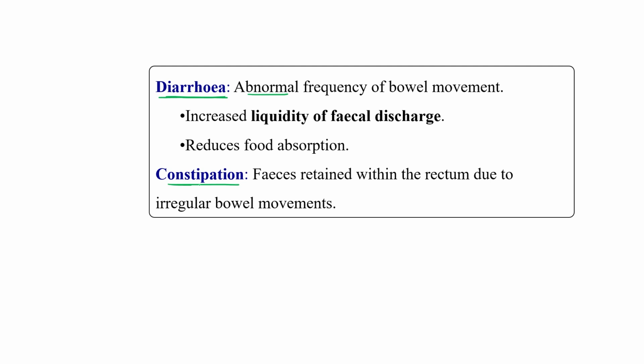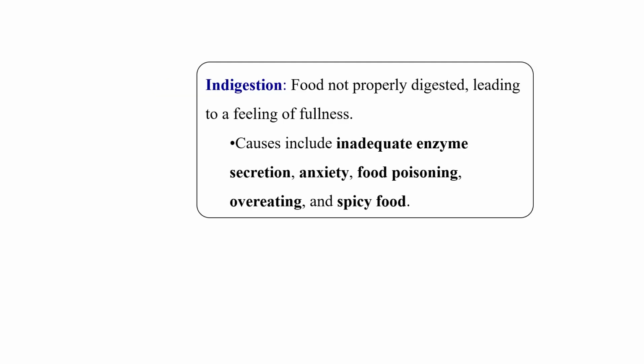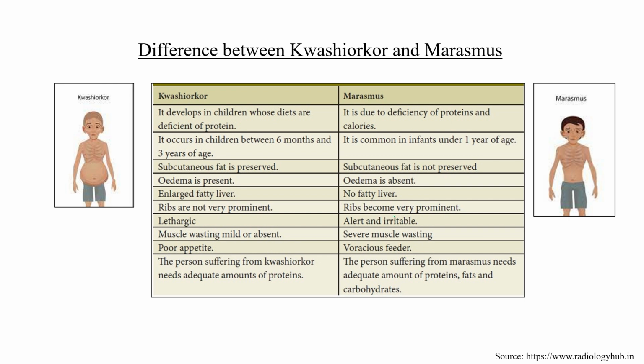Constipation is another type of problem related to the digestive system, in which fecal material is retained within the rectum region due to irregular bowel movements. Indigestion is where food is not properly digested, leading to a feeling of fullness. Causes include inadequate enzyme secretions, anxiety, food poisoning, overeating, or spicy food.